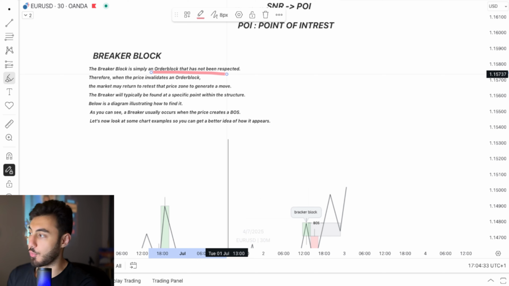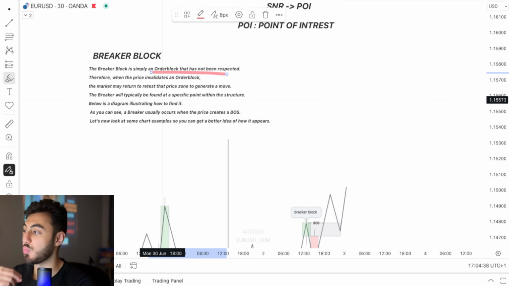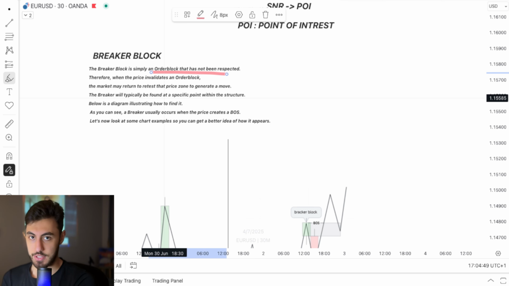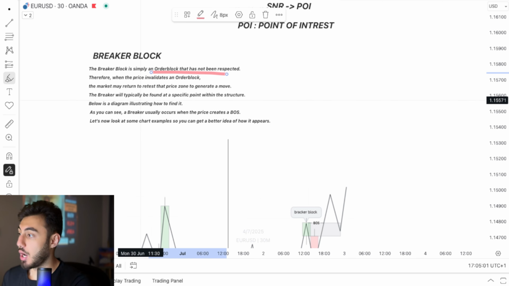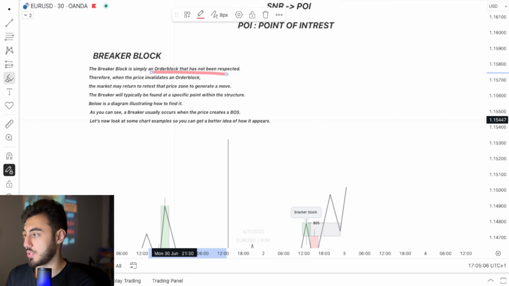Therefore, when the price invalidates an order block, the market may return to retest that price zone to generate a move. In the smart money concept, I don't know the name they use, but in a lot of concepts that you work with in ICT, smart money, you have this: price coming back to test the unrespected area, which I call the breaker block. The breaker block will typically be found at a specific point within the structure. Below this diagram, we're going to find it out. We're going to talk about it.